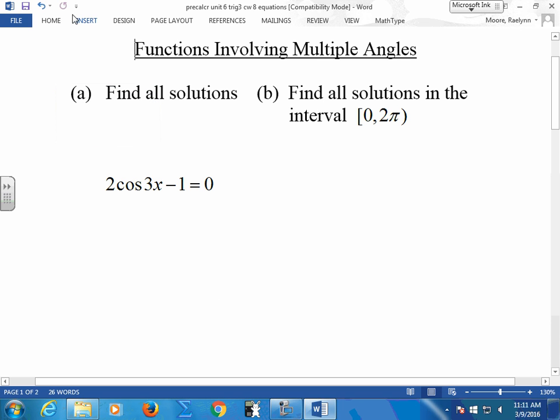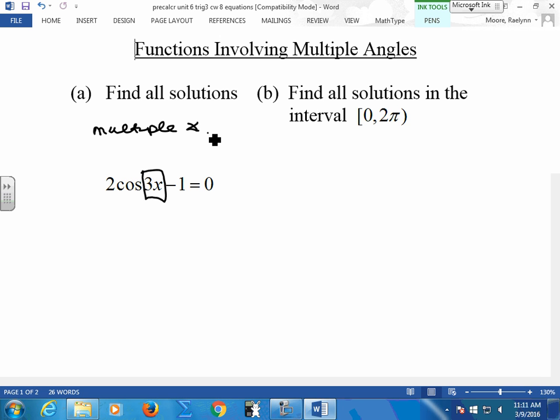The variable is what now? 3x. That means 3 times my angle. So this tells me I have a multiple angle. So I'm going to work my whole statement as if it was 1, and then I'm going to deal with the multiple angle at the end.